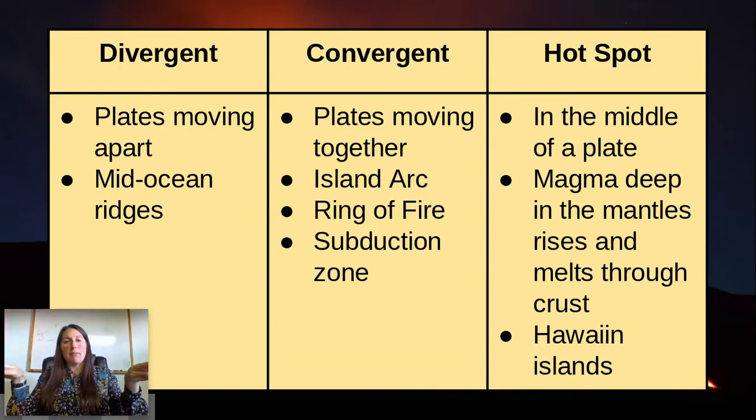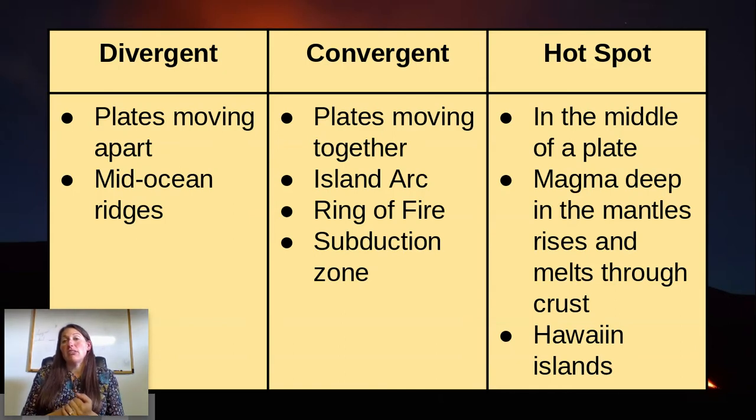Convergent is when plates are moving together, and sometimes one will slip or slide underneath the other one, and that allows for that magma to creep up and come out of a volcano. Two examples, which I'm going to show on the next slide, are the island arc and the ring of fire. I'll talk about those on the next slide. Another term that goes hand in hand with convergent is subducting or subduction zone. If you see convergent, subduction, those two are going to go together.